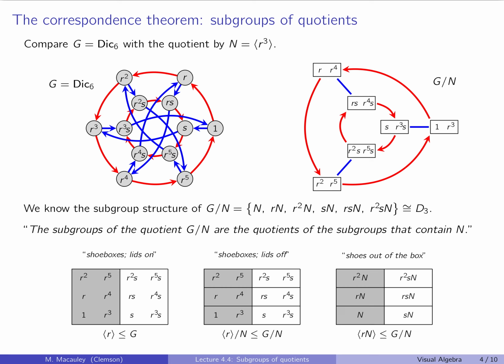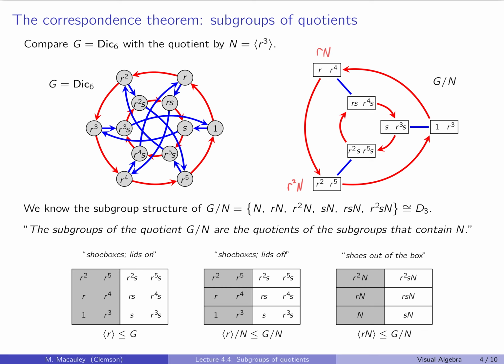The correspondence theorem says that the subgroups of the quotient G mod N, namely the 6 subgroups that I just said out loud, are precisely the quotients of the 6 subgroups of G that contain N, that is, that contain r cubed. Let's dive in and do an explicit example. So we know one of the subgroups over here. Let's just pick one. How about the one of order 3 generated by the coset Rn? This is Rn and this is R squared n. So that subgroup consists of these 3 out of 6 cosets.